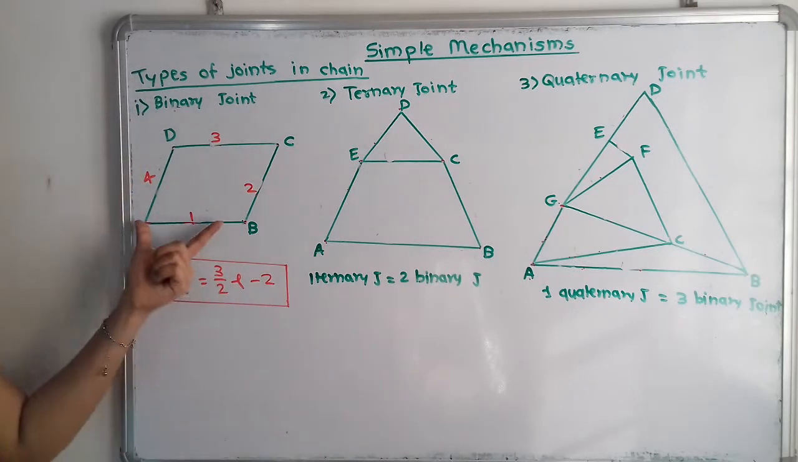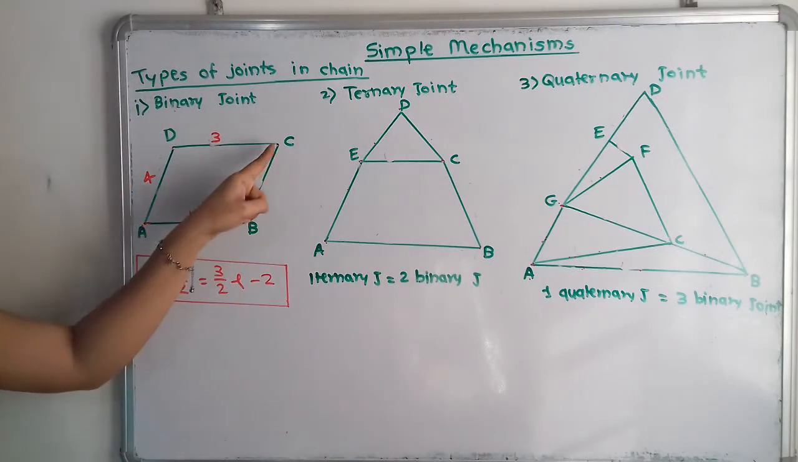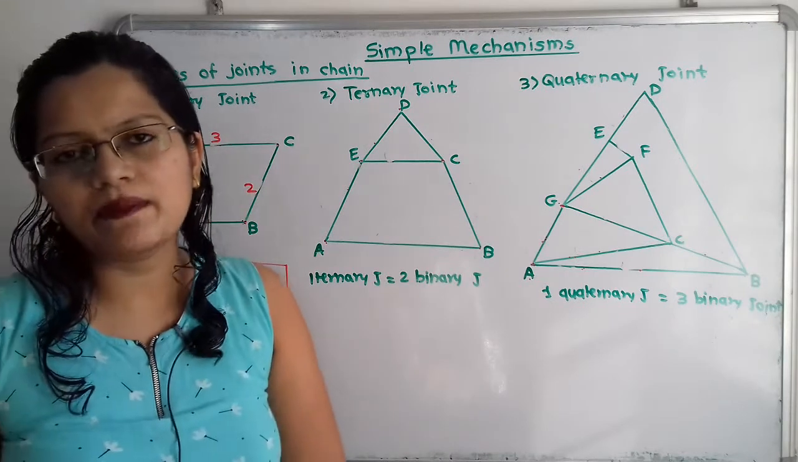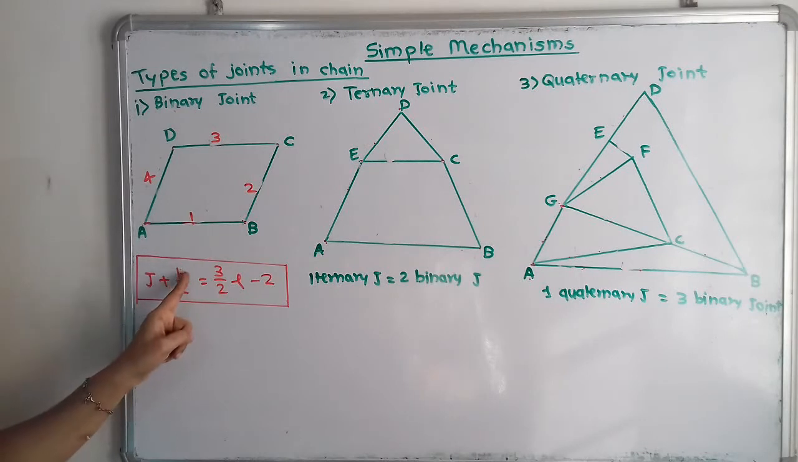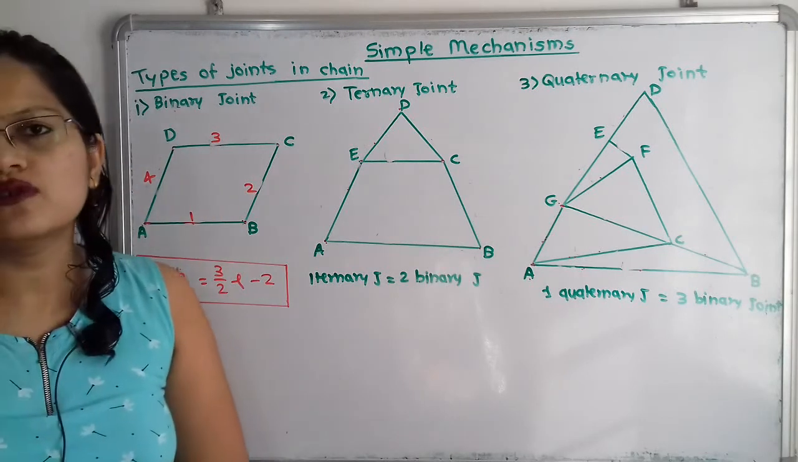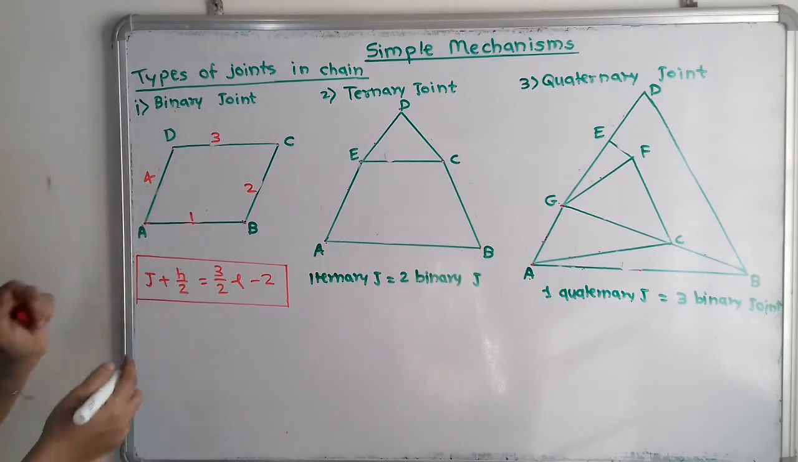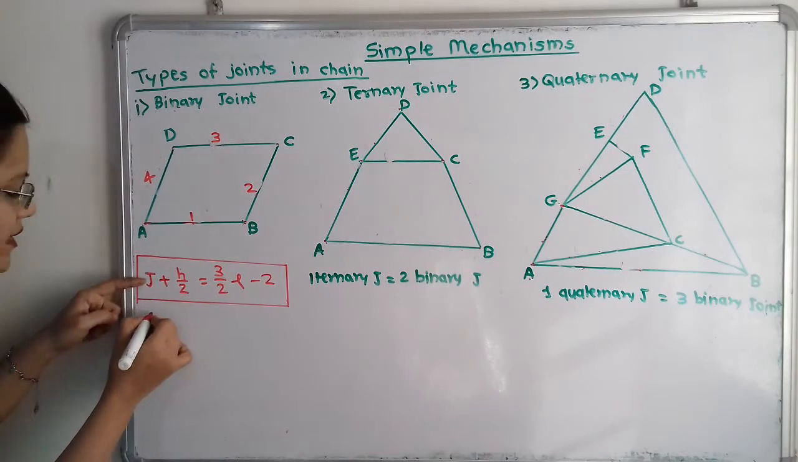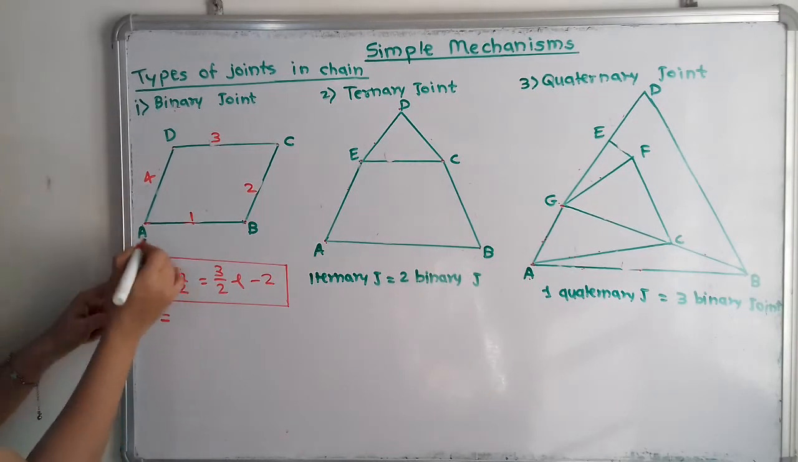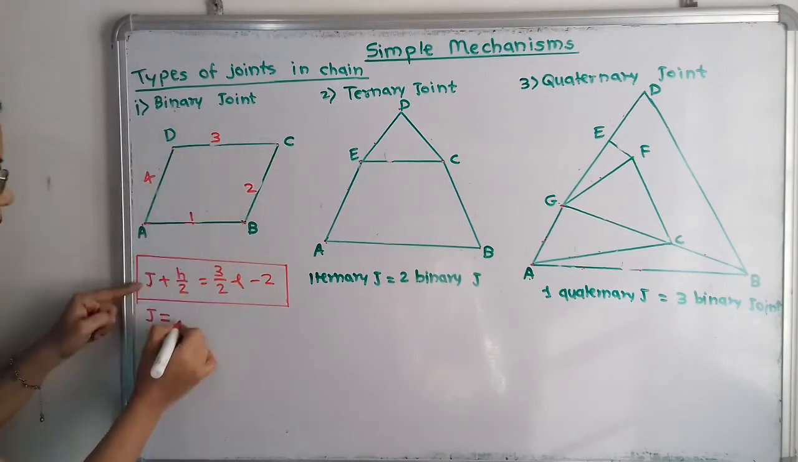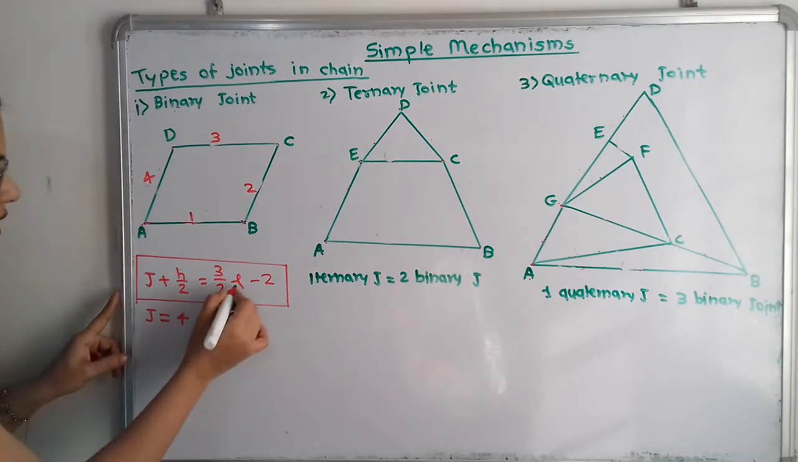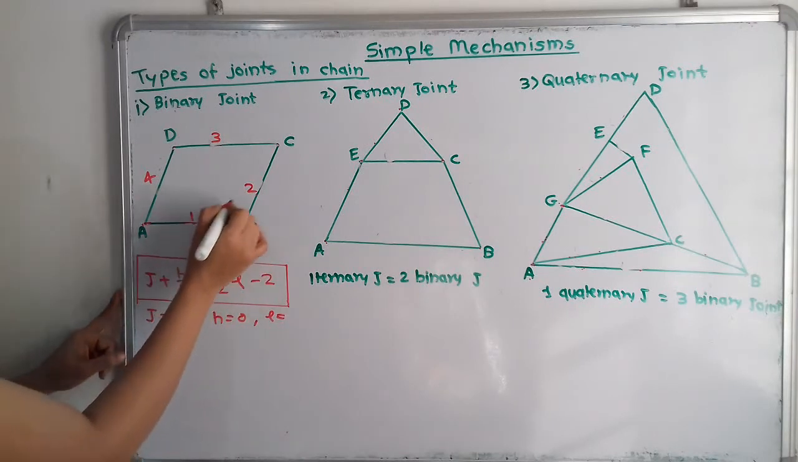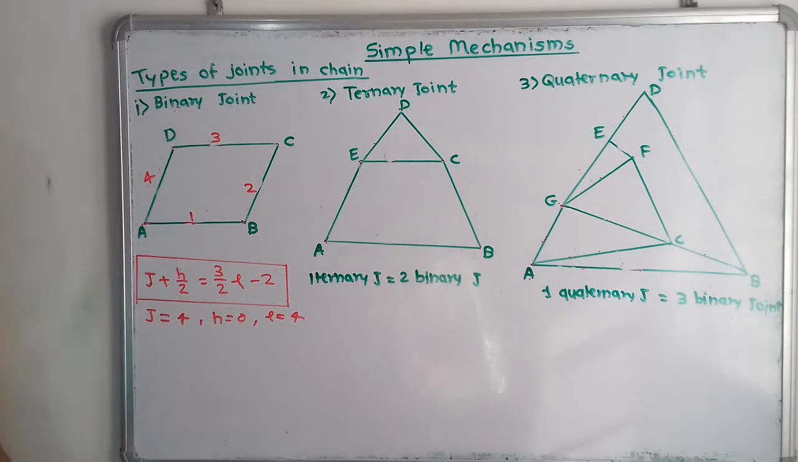Now if we observe this mechanism, all the points have turning pairs. That's why these pairs are lower pairs. So here the value of H is equal to 0. Now we will observe how many binary joints there are: J is equal to 1, 2, 3, 4. H is equal to 0 and L is equal to 4, as there are 4 links. So now we will verify this equation.